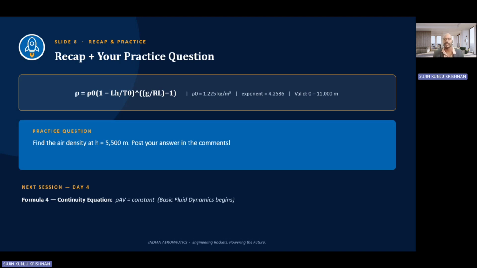That completes the standard atmosphere trilogy: temperature, pressure, and density, days one through three. Tomorrow, day four, we start a brand new category, basic fluid dynamics, beginning with the continuity equation, the rule that explains why air speeds up when it flows through a narrower space.